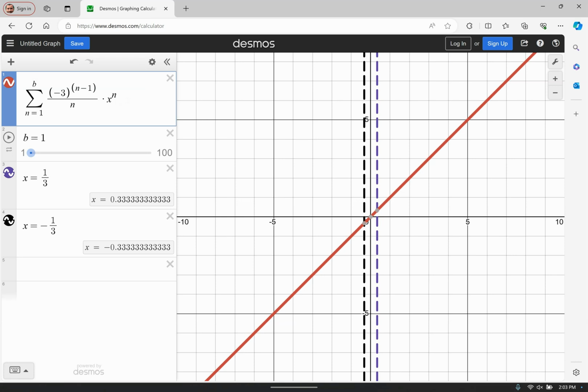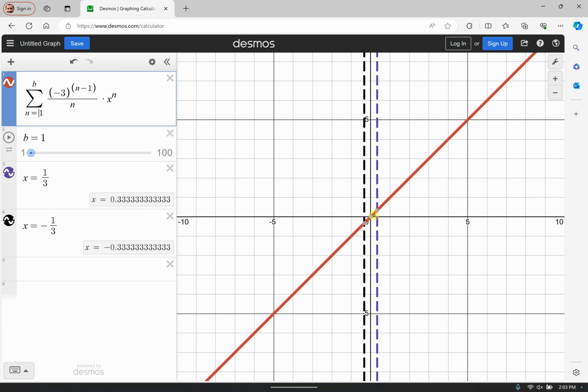You'll notice that I used b up at the top here. My cursor going. I used b at the top because it's 1 to infinity technically. I just set b to go from 1 to 100. And then I said, I think the radius is 1/3. So I put 1/3 and −1/3.